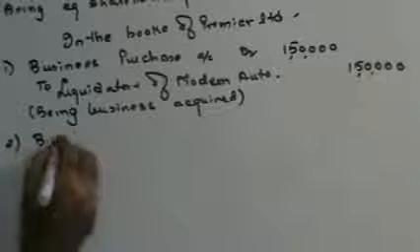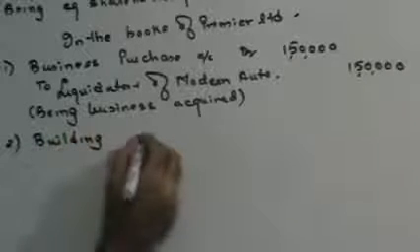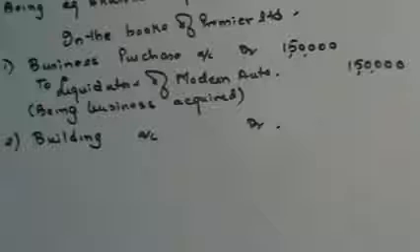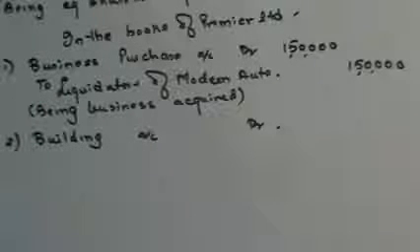Building. Question: why aren't you writing goodwill first? Goodwill is written as your balancing figure. So if there is a goodwill, don't write goodwill first. Start with the other assets.